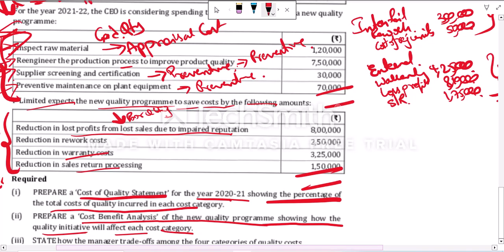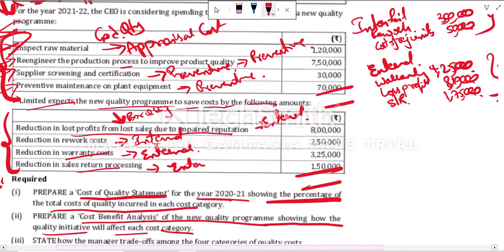Bifurcate, we have already bifurcated the above cost, so bifurcate the below one also. Loss of profits means external. Reduction in rework cost means rework is internal failure cost. Reduction in warranty cost means external failure. Reduction in sales returns processing, external failure.